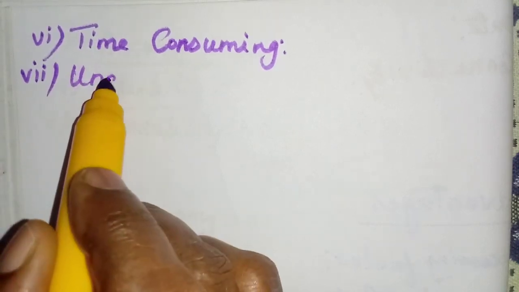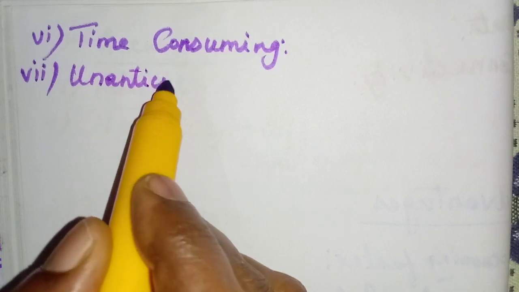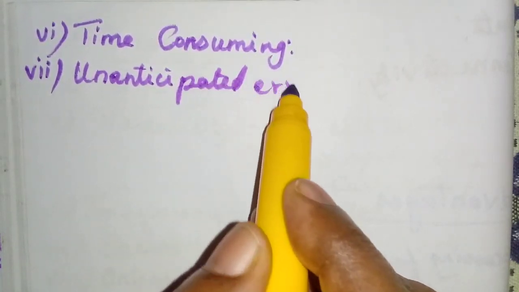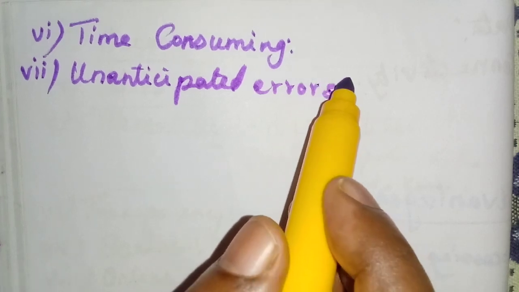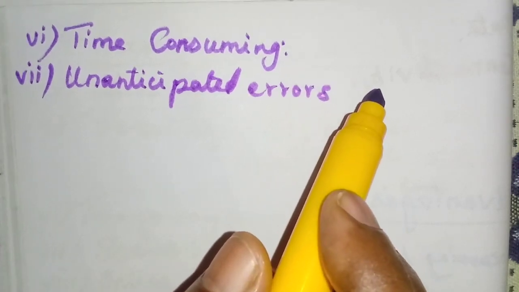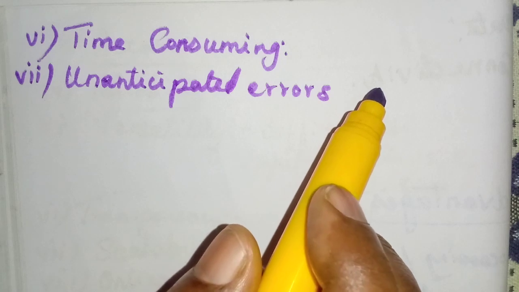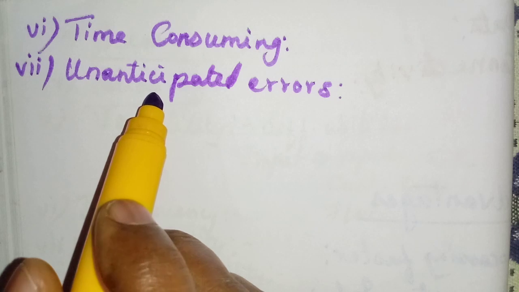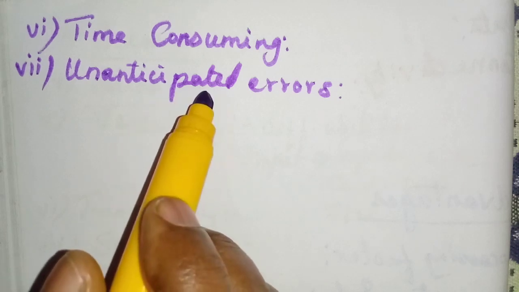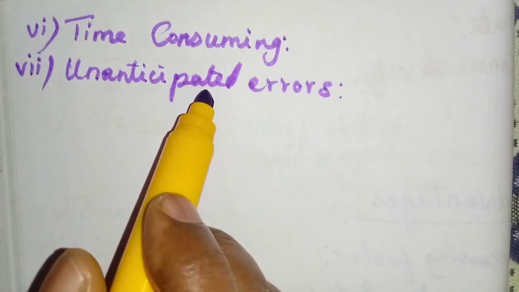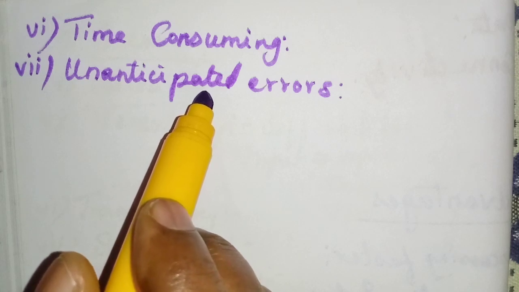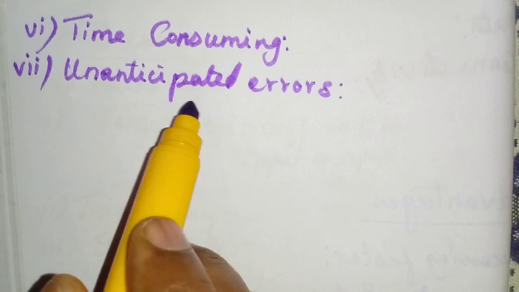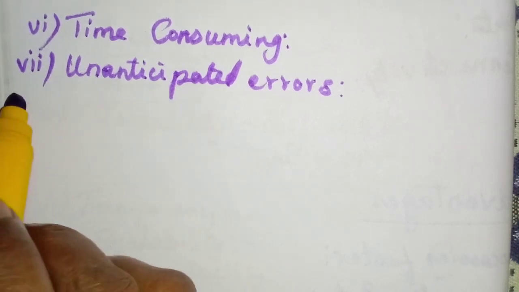Unanticipated errors. Here, the system will not check for any error. Even if we make a mistake, the error will be entered automatically. So it cannot anticipate any error.